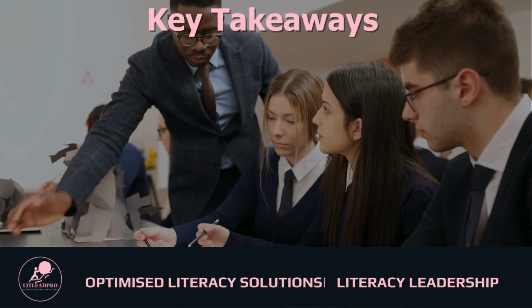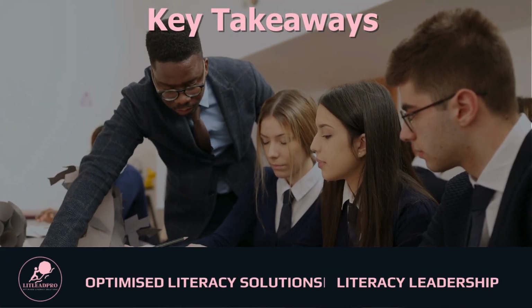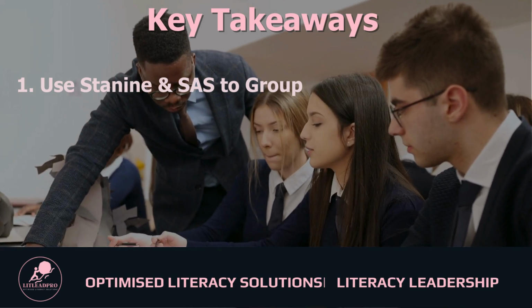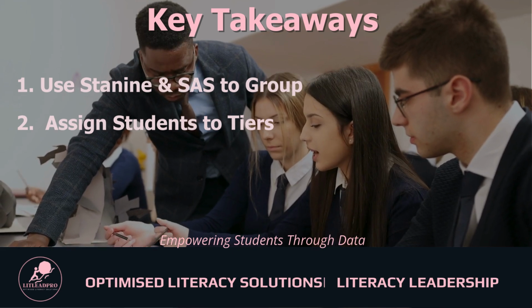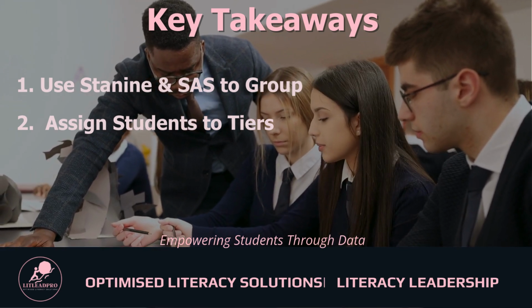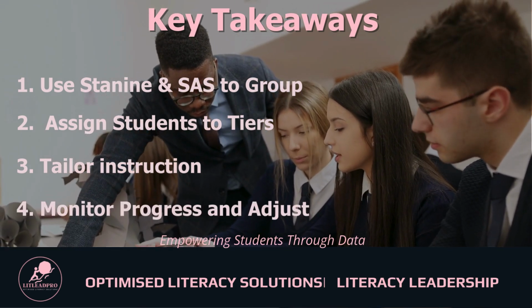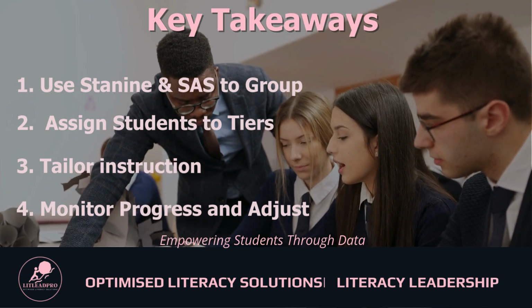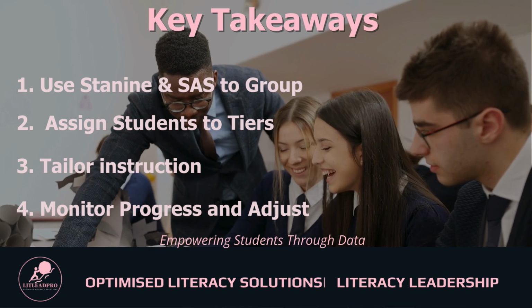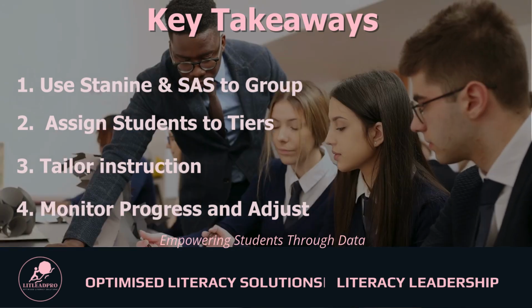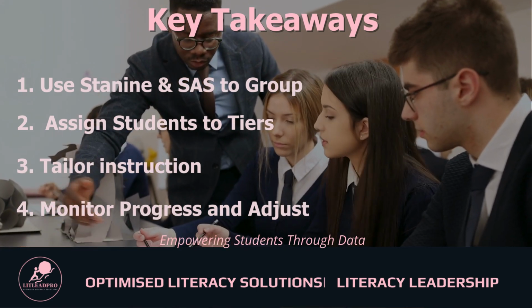To wrap up, here are the key points. 1. Use Stanine and SAS data to group students. 2. Assign students to the appropriate tier. 3. Tailor instruction based on their needs. 4. Monitor progress regularly and adjust support as needed. By using the NGRT data effectively, you can provide targeted interventions that meet each student's learning needs.